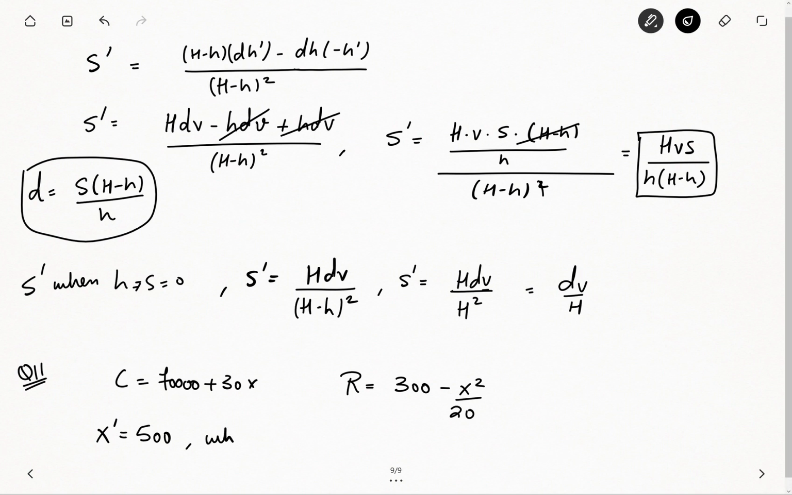So when x is 6,000, we need to figure out the following quantities. So the rate of change of cost, that's going to be given by C prime.